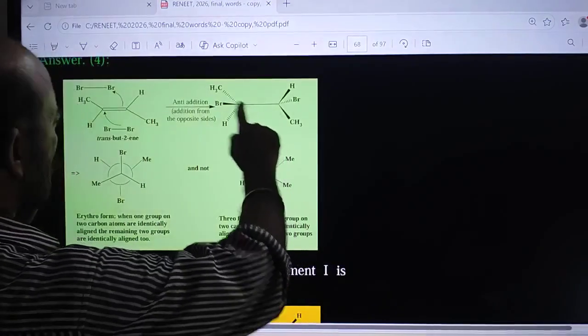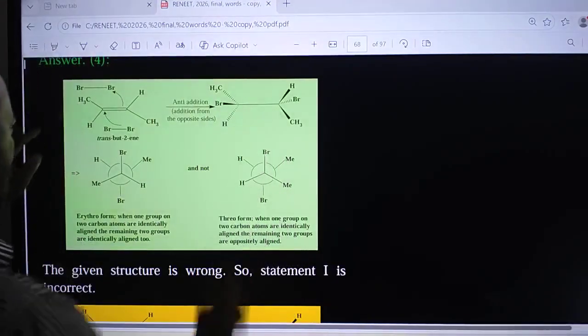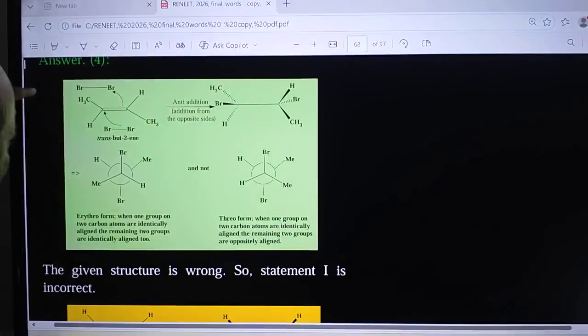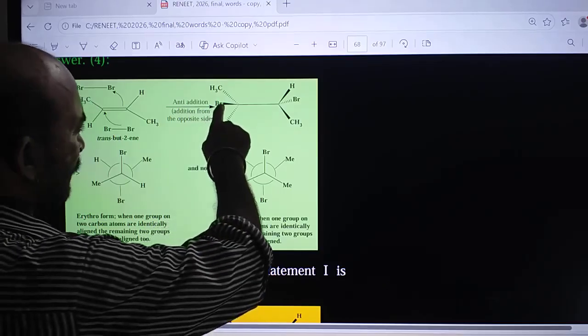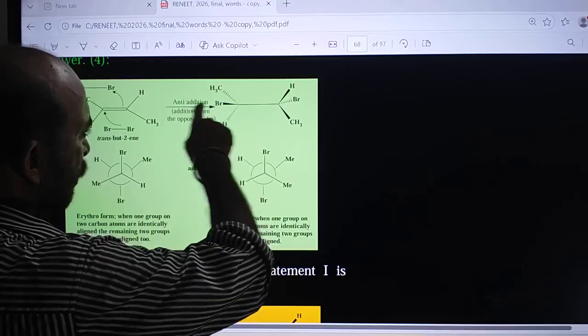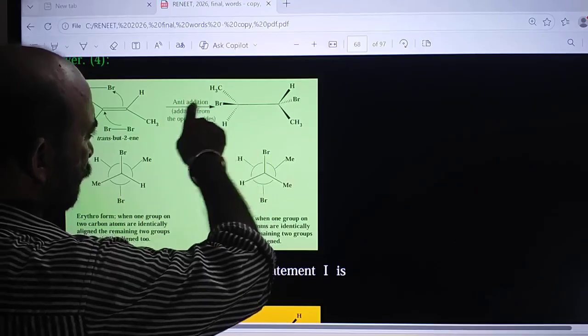See, this structure is not required here. Still I am telling that. See, if bromine is adding from the front here, so it will be staying like this, isn't it? It will be angular towards the viewer, slightly towards the viewer. That's why I have shown this bromine with a solid line towards the observer, partially towards the observer.